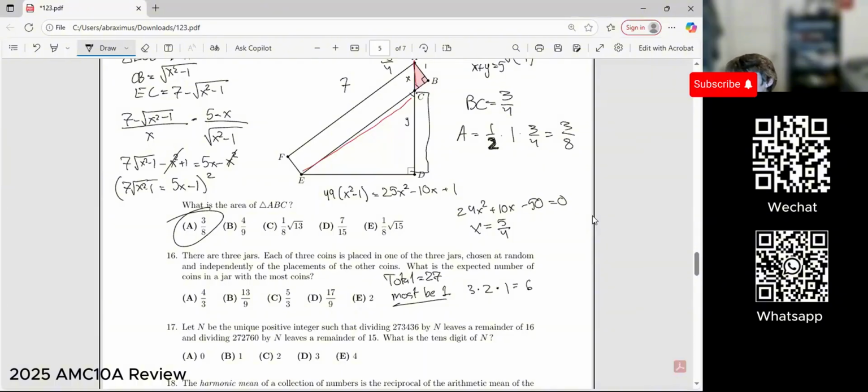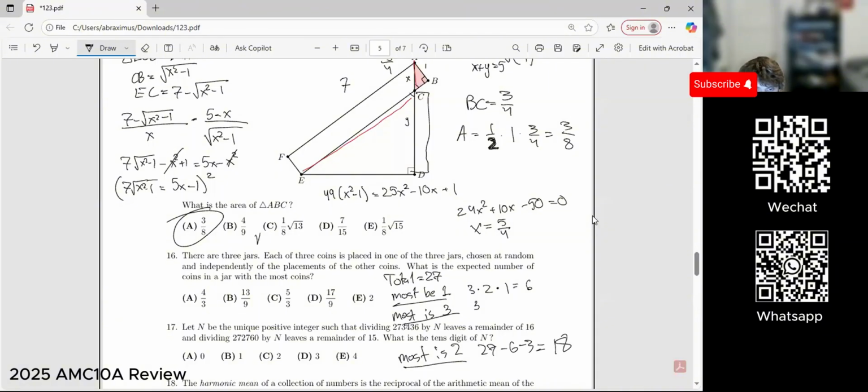Now, let's try the other case where the most is 3. In order for the most to be 3, all 3 coins have to go in 1 jar. So there's only 3 possibilities. That means that the most is 2 is 27 minus 6 minus 3, which is 18.